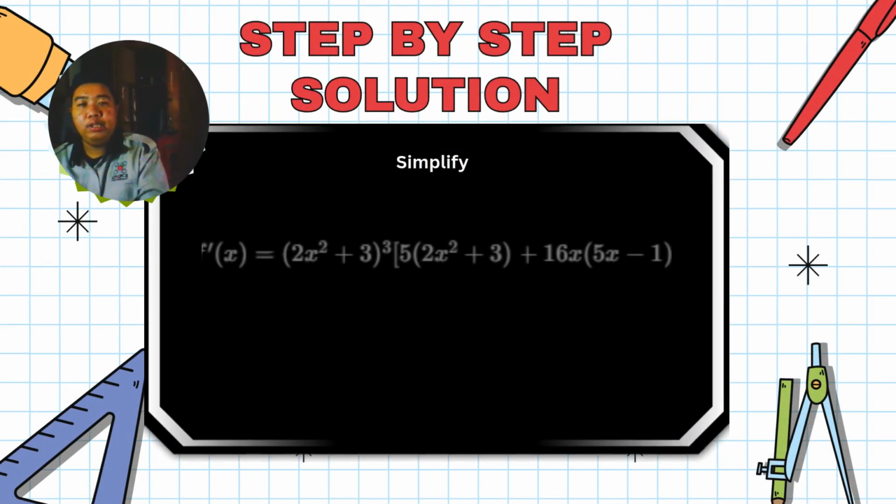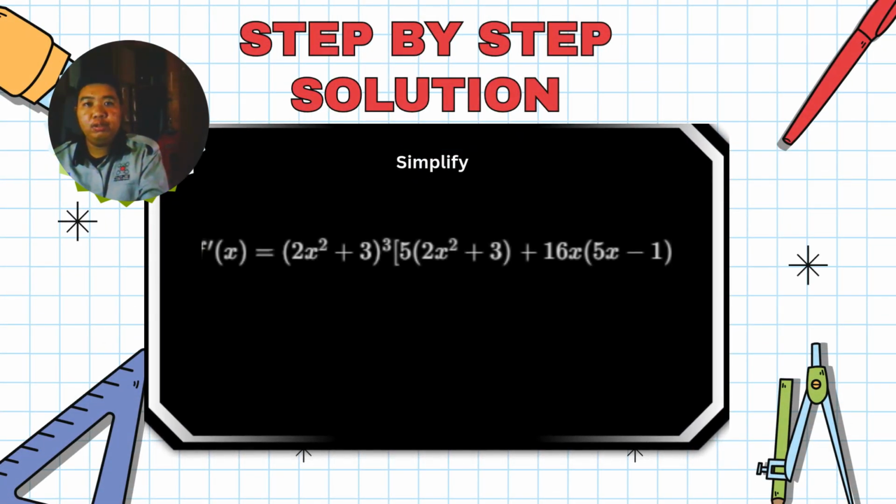Lastly, finally, we can simplify the calculation, where we can factor out (2x squared plus 3) to the power of 3 to make the answer cleaner, where the final result is f prime of x equal to (2x squared plus 3) to the power of 3 times [5(2x squared plus 3) plus 16x(5x minus 1)].